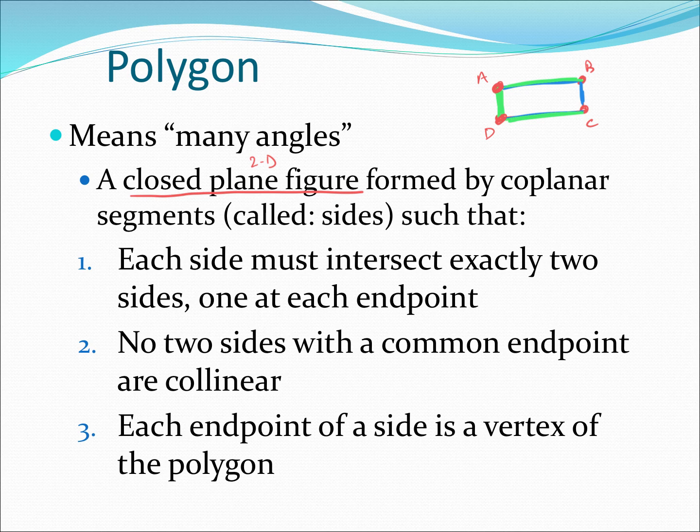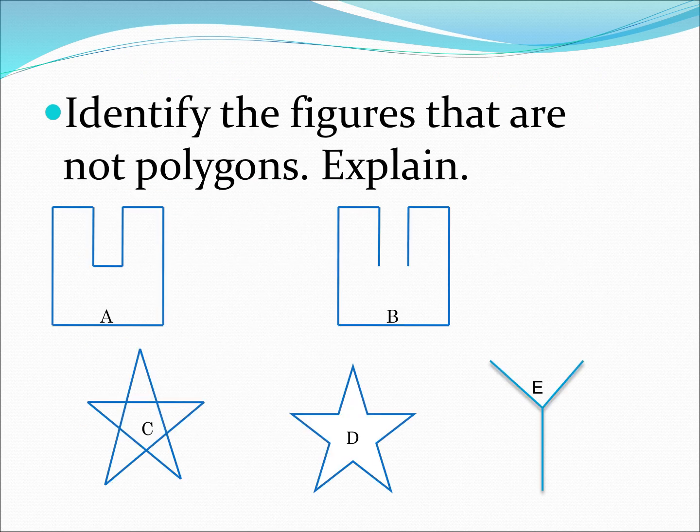Number two, no two sides with a common endpoint are collinear. If you have, let's say, the common endpoint A, notice that AB and AD are not collinear. They're on different lines or line segments. And the third one says each endpoint of a side is a vertex of the polygon. Notice that everywhere they touch, these corners are all called vertexes or vertices. We'll get into more details about all this later, but for now we're learning the definitions of the words.